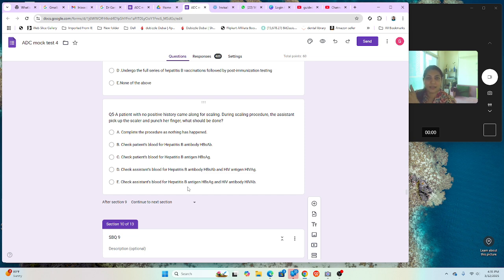Okay, let's get this straight again. Completing the procedure is not an option. You should stop immediately, okay? And you have to call another assistant, change the scaler, and then you can proceed probably. Check the patient's blood for hepatitis B antibody. Let's understand the difference between antigen and antibody. You probably do, I'm just brushing it up. An antigen is the introduction of a foreign agent in your body.